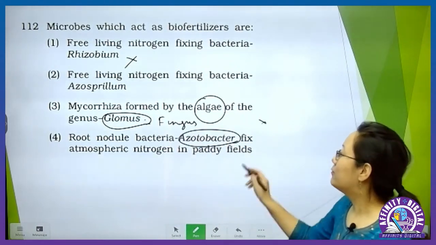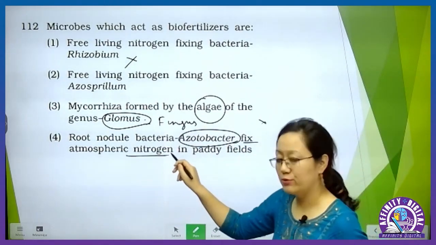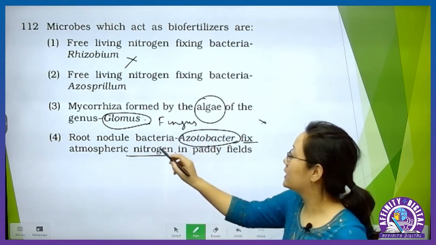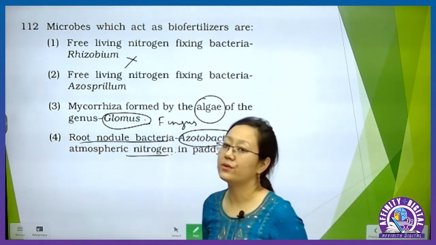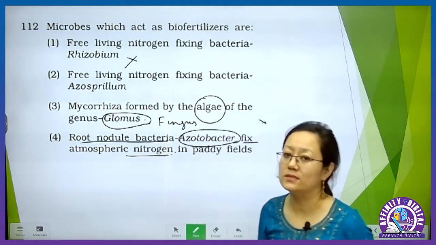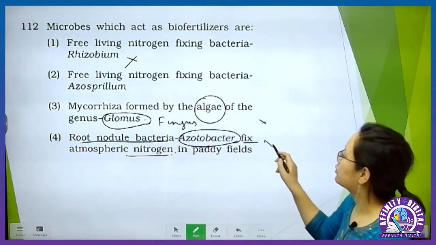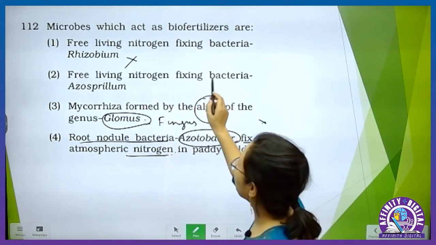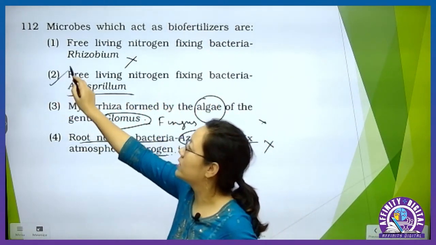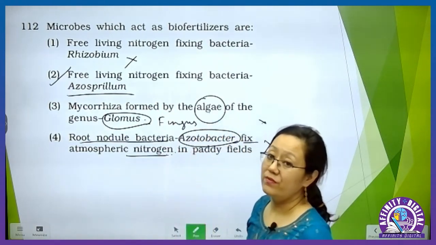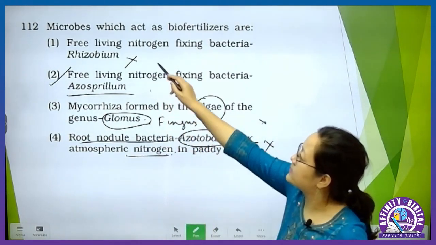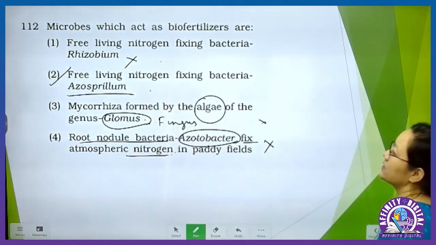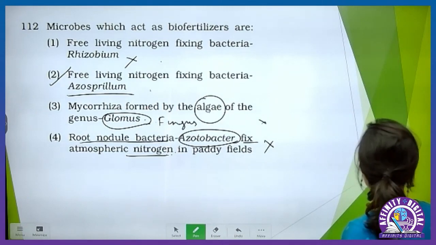So this is wrong. Root nodule bacteria, Azotobacter. Azotobacter is a free living atmospheric nitrogen fixer. Here it is given as root nodule bacteria, but it is not root nodule, it is free living. So this is also wrong. So the answer to this will be free living nitrogen fixing bacteria, Azospirillum. In the Microbes in Human Welfare chapter, these genera are given. So free living nitrogen fixing bacteria, Azospirillum is the answer.